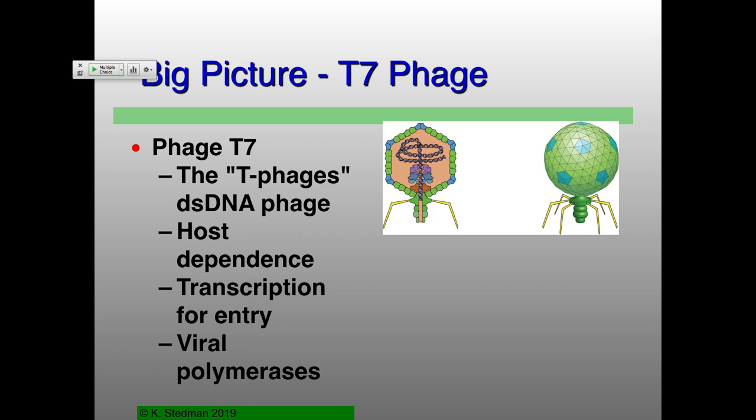A couple of really fascinating aspects about T4. It turns out that transcription of the viral genome is really important for entry, which is kind of funky. Why would transcription be important for entry? We'll see why a little bit later on. And part of this whole aspect about T7 being pretty host independent is that it has lots of its own polymerases encoded in the virus genome. Some of these are incredibly useful, and are also used for biotechnology purposes.